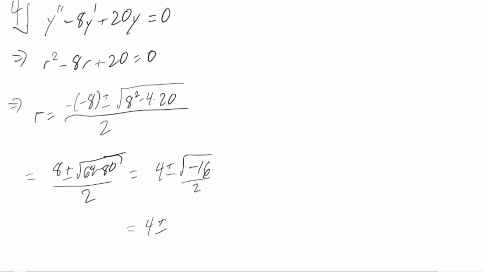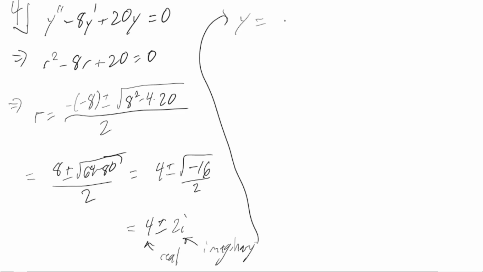Okay, so 4 is the real part and 2 is the imaginary part. And so just like the previous example, we're going to have y equals c1 e to the real part, 4t, times cosine of 2t plus c2 e to the 4t times sine of 2t. Again, pause and work through any additional examples, or go through this again a little bit slower if you need to.